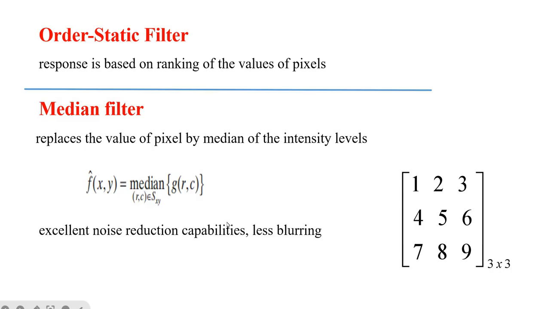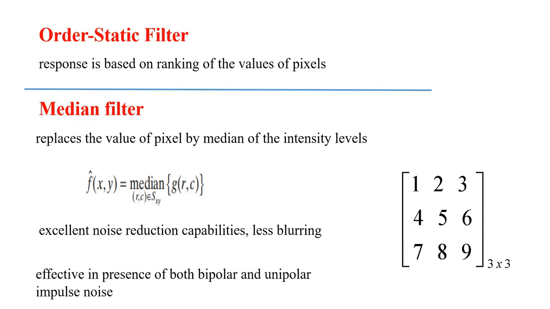That will be the median. Median filters are very popular, and for certain types of random noise, they provide excellent noise reduction capabilities with considerably less blurring than linear smoothing filters of similar size. So these are better than linear smoothing filters, and these filters are particularly effective in the presence of both bipolar and unipolar impulse noise.